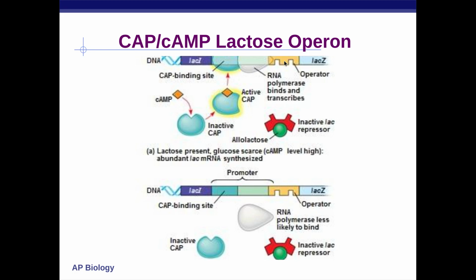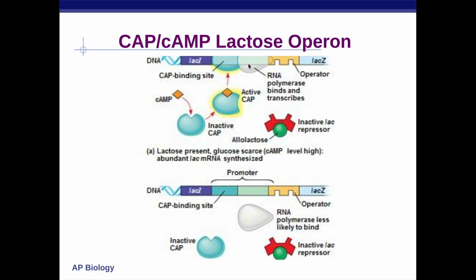Okay, so I'll repeat that. When you have more lactose and less glucose, you have more cyclic AMP, which goes and binds to an inactive cap protein, making it active, which will go and bind to the cap site, which is next to the promoter region, and therefore make more and more messenger RNA. This is basically saying let's catabolize more lactose, because more lactose is present, less glucose is present.